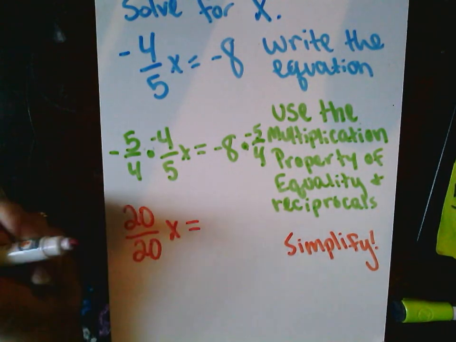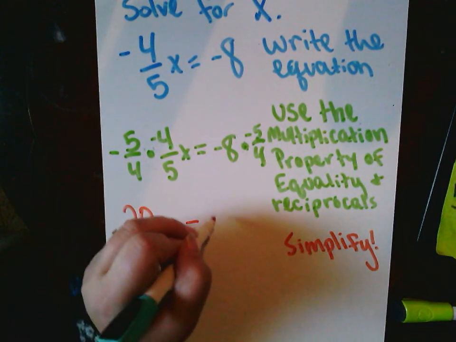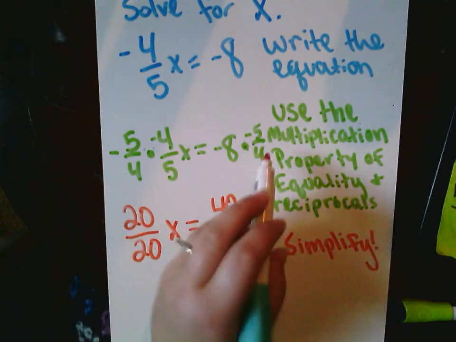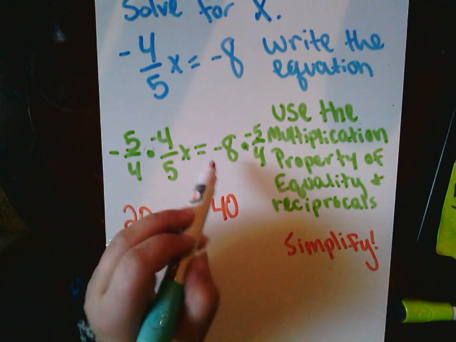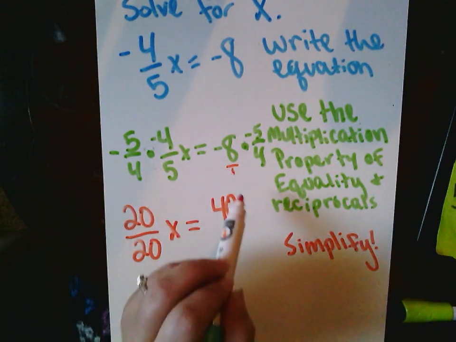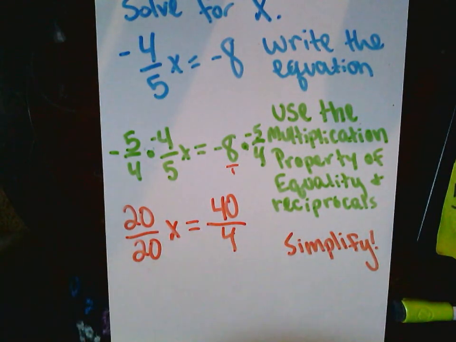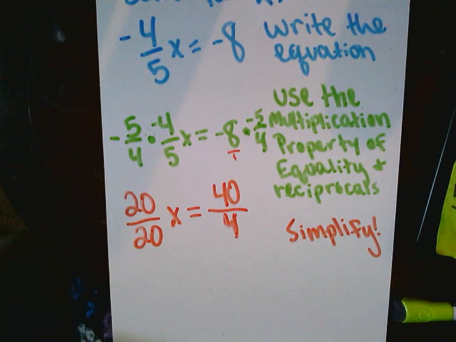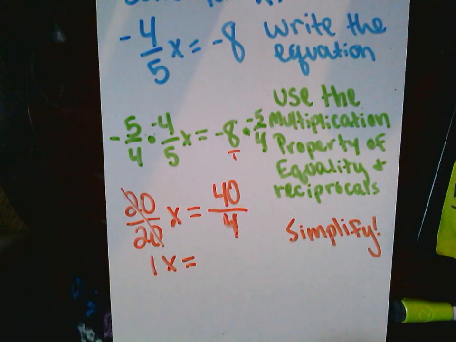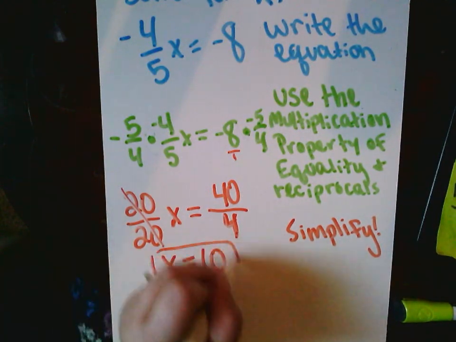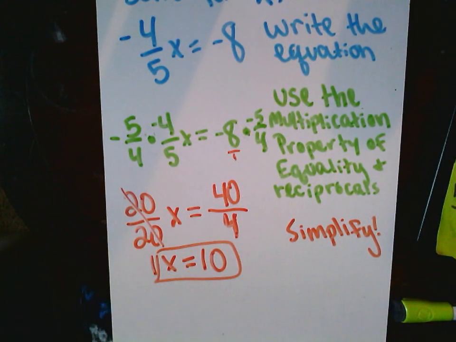And now I'm going to have that equal to negative 8 times negative 5 will give me 40, because 8 times 5 is 40, and a negative times a negative is a positive. Now remember, we have that imaginary 1 under here, so 1 times 4 gives me 4. And now I could leave it as fractions, but I feel like this is going to look a lot nicer if we simplify it down even further. 20 divided by 20 gives me 1, so I have 1x is equal to 40 divided by 4 is 10. So my answer is x equals 10 here.